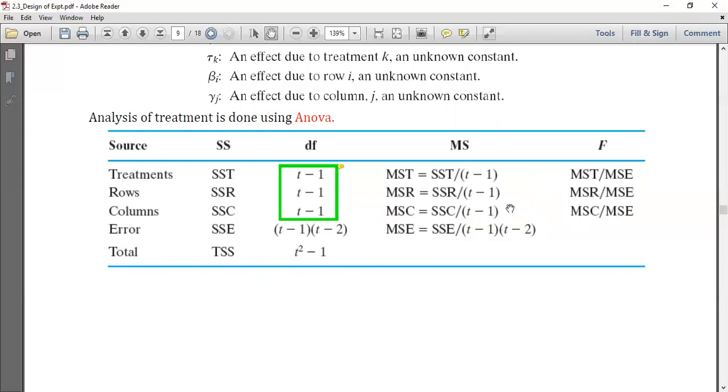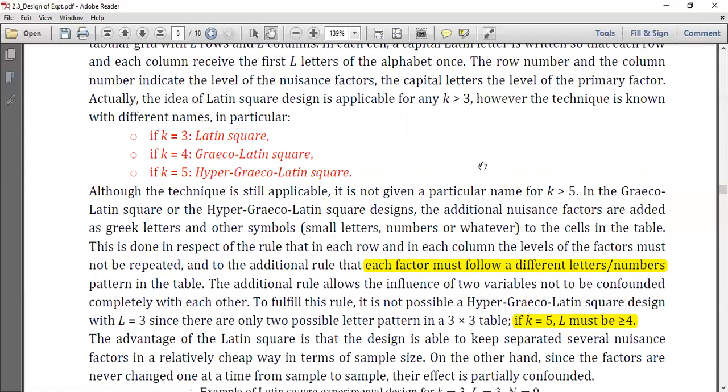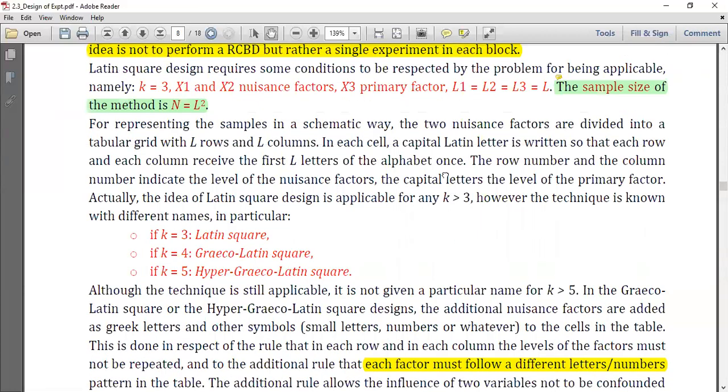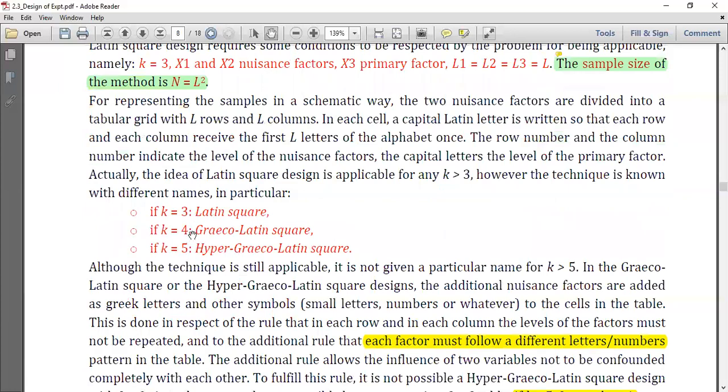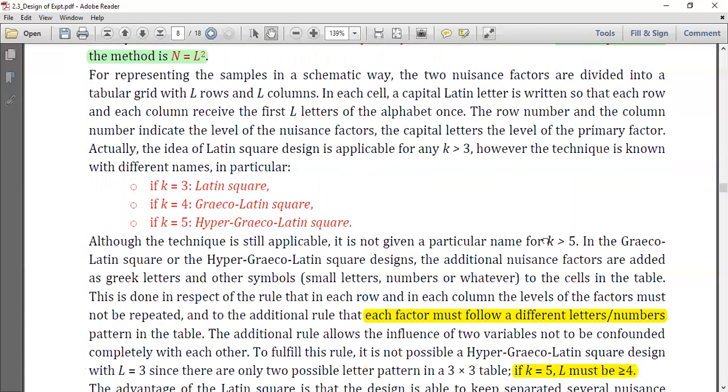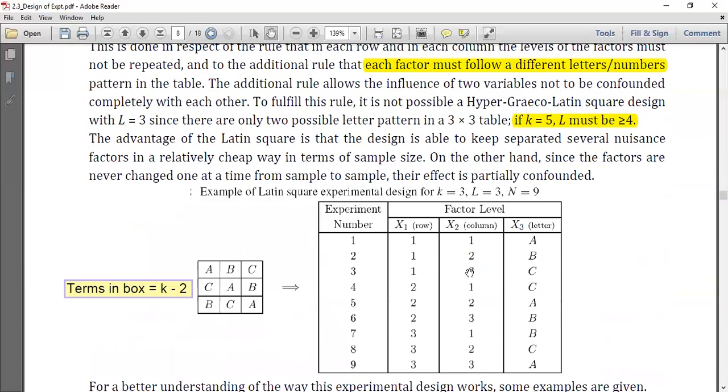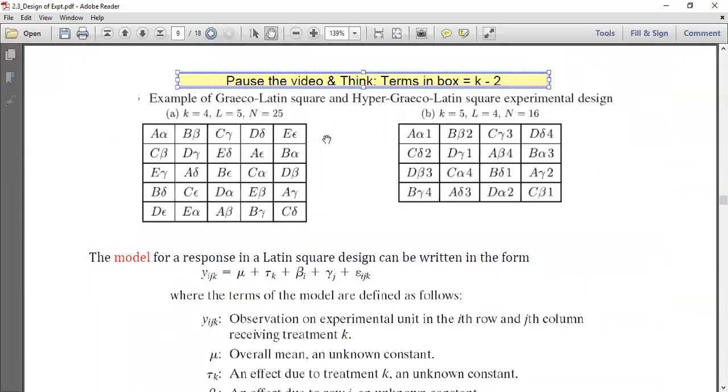So summarizing, we have seen what a Latin square design is, how the sample size is determined, and we have seen that the sample size is lesser compared to the RCBD. Always the primary factor along with nuisance factors, you can have two nuisance factors, three nuisance factors, or three nuisance factors maximum. All the levels will be the same for all the factors, and we assign them in the box like this, and it's always a square design. The experiments are always square.